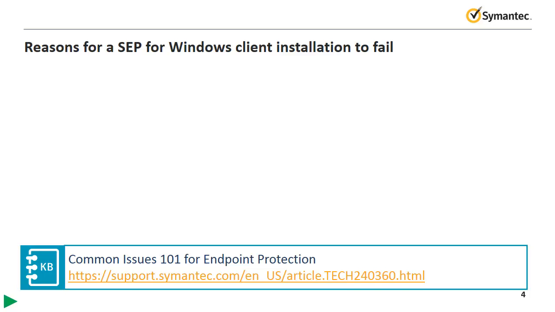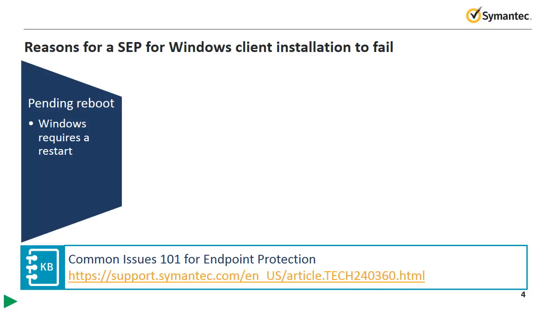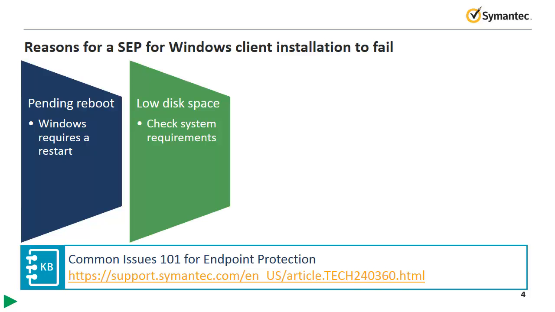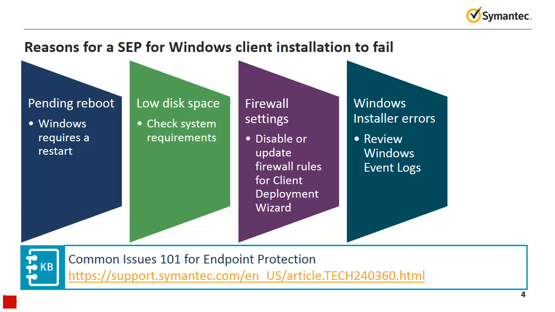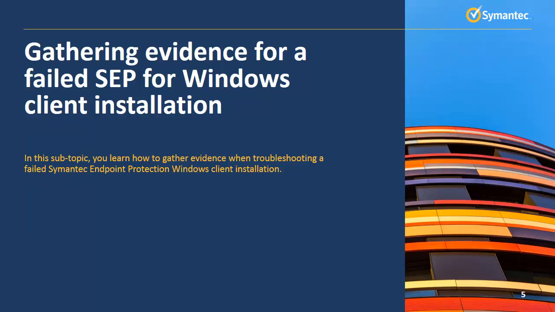There are many reasons a SEP client installation can fail, but I've listed some common use cases. A pending reboot in Windows may require a restart of the system. You may be running low on disk space, in which case you need to review system requirements. With firewall-related issues, you need to ensure that the firewall is disabled or updated so the client deployment wizard can deliver the install package to the endpoint. If the Windows Installer service is not running, it may cause issues with the installation. For more information on these topics and more, see the KB listed on the screen.